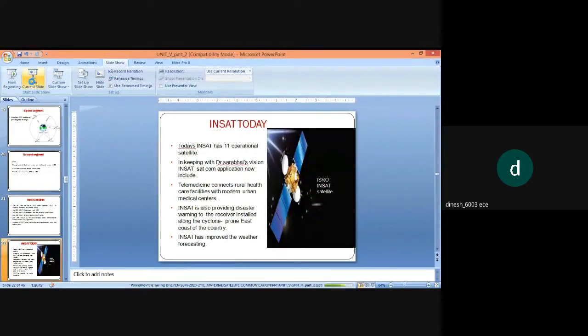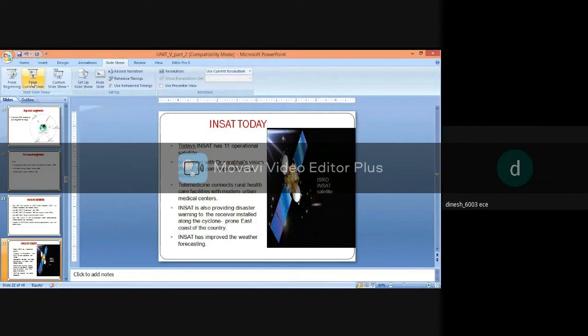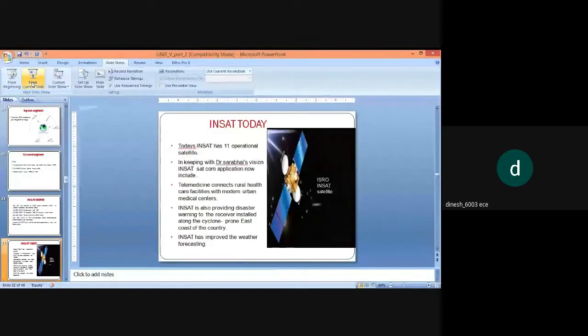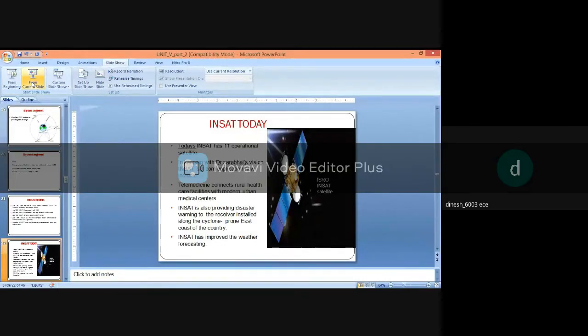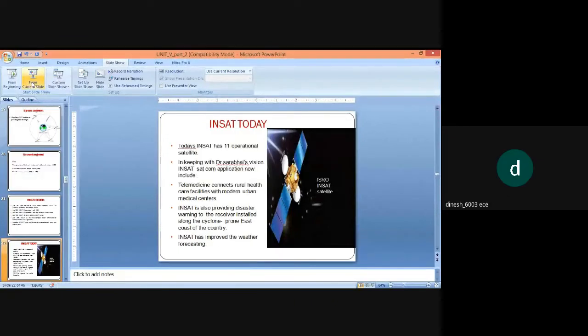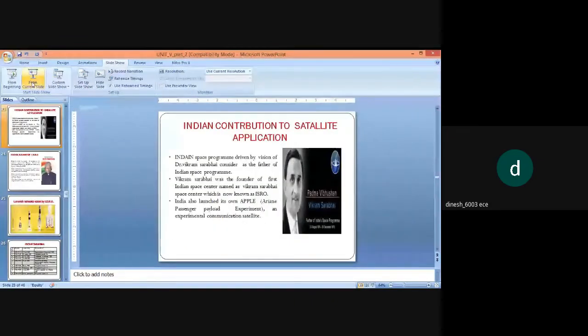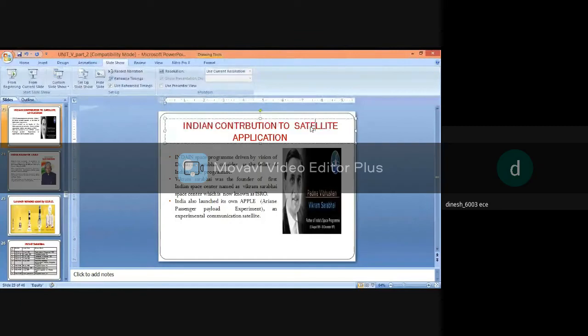So the IntelSat has improved the weather forecasting to a drastic level. So the Indian contribution to space satellite applications is being done by Vikram Sarabhai.